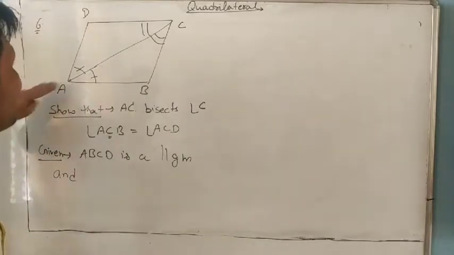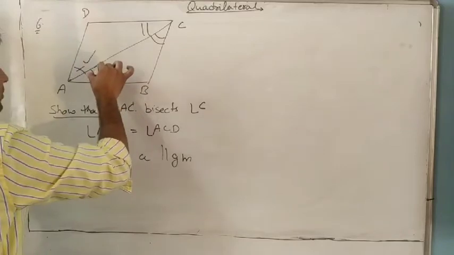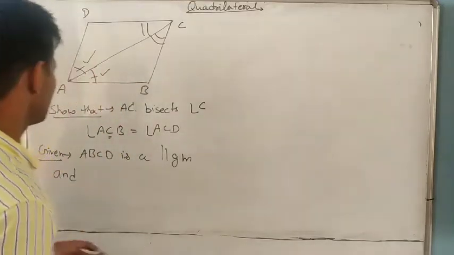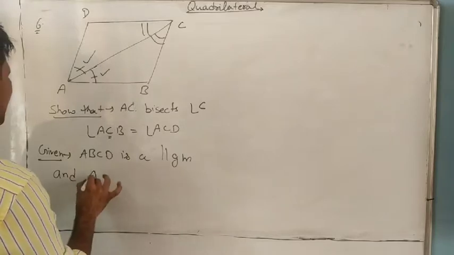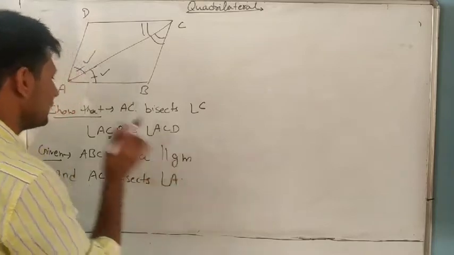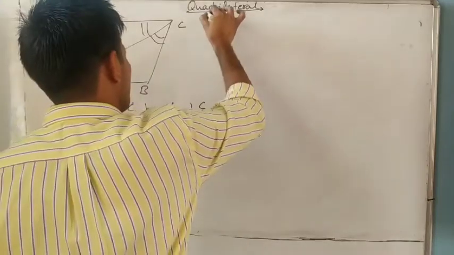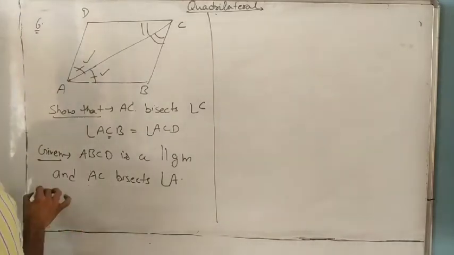What is given? AC bisects angle A, which means this angle equals this one, because it is already given in the question. So write AC bisects angle A. So these are very important. Whenever you do any question, you should remember what is the given. Okay, now proof.